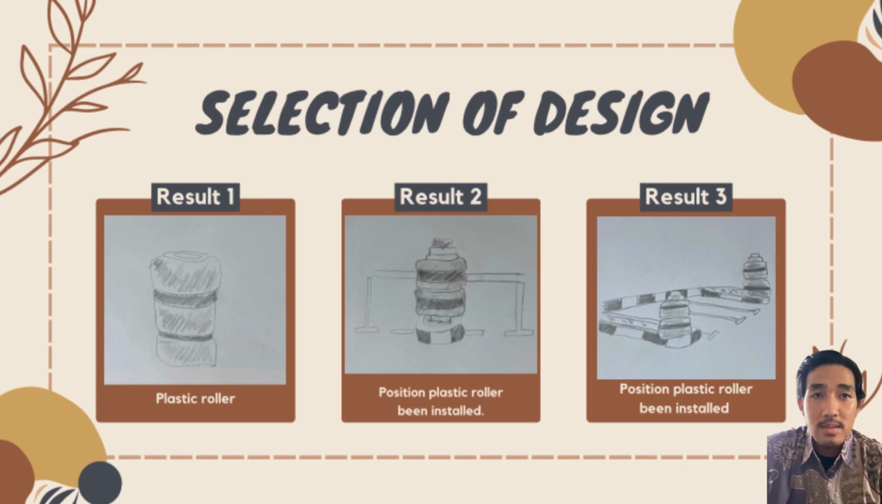So this is the result that we provide. The first result is a plastic roller, and the second result is the position where the plastic roller is installed, and the third result is the position of the plastic roller being installed.